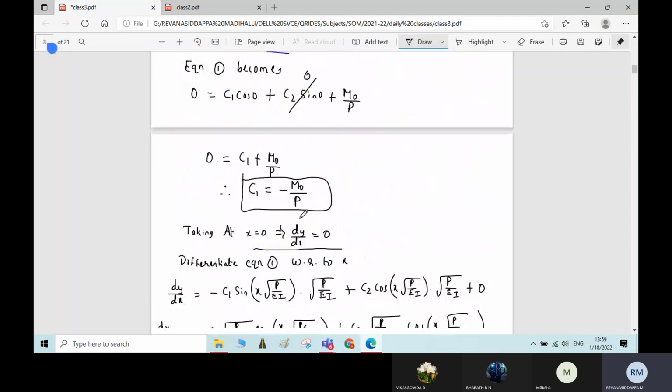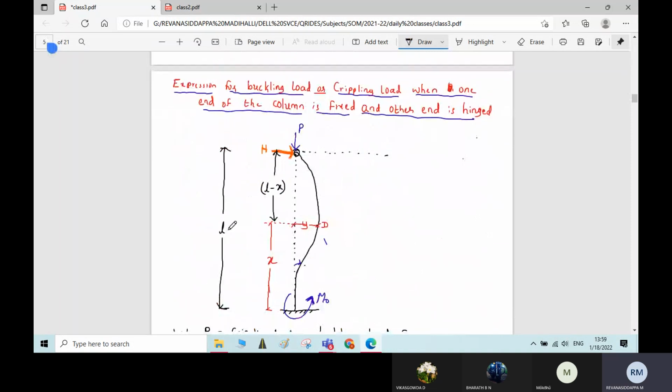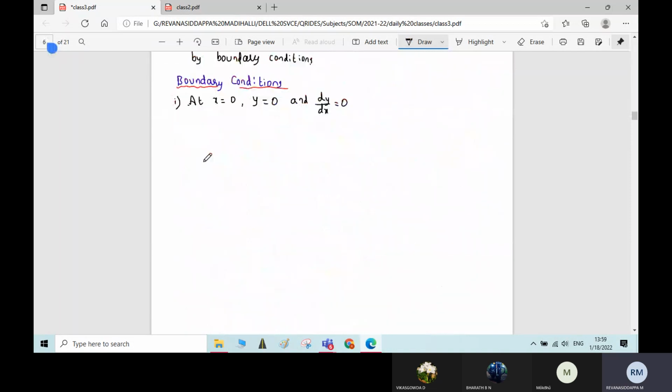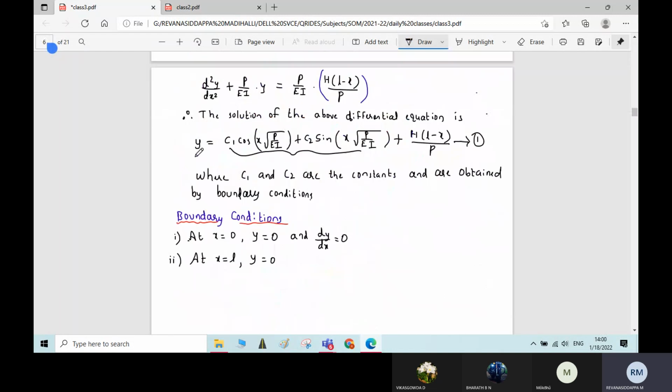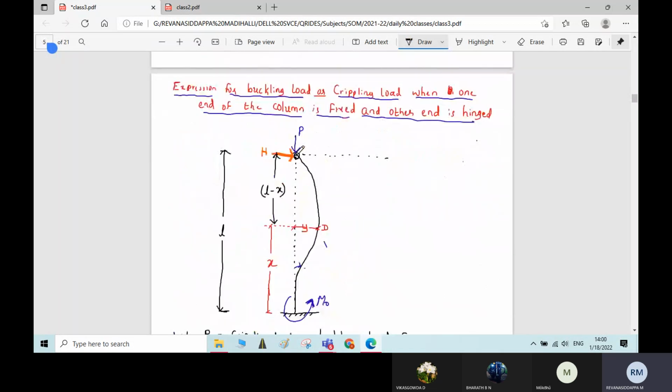Similarly, for hinged support, which means at x equal to L, I will write the second boundary condition now. At x equal to L, y equal to how much? It is 0 only. There is no deflection. At x equal to 0, y equal to 0. Similarly, at x equal to L, at the hinge point, y equal to 0. But dy by dx is not equal to 0. There is some slope here.